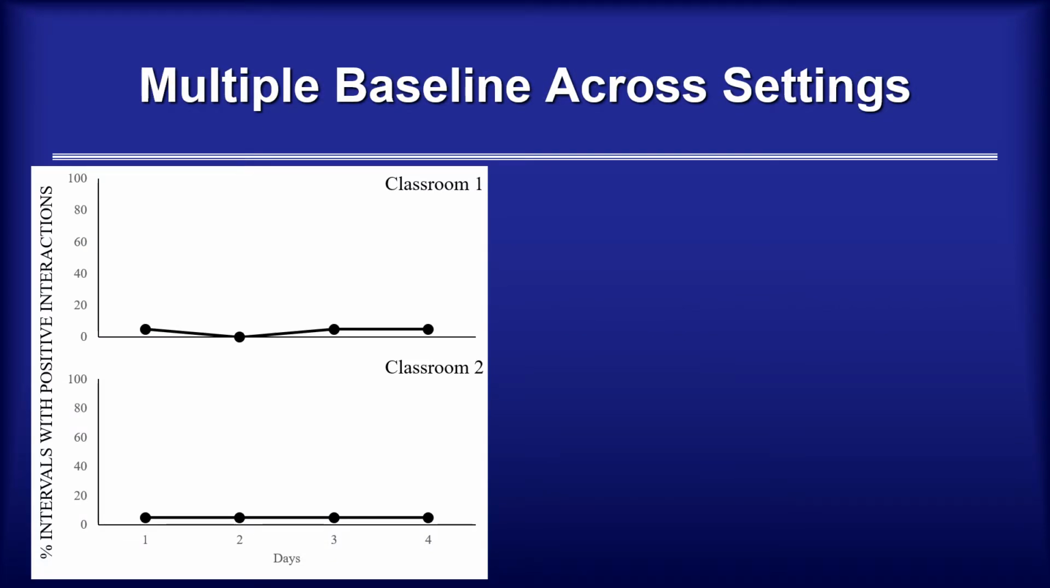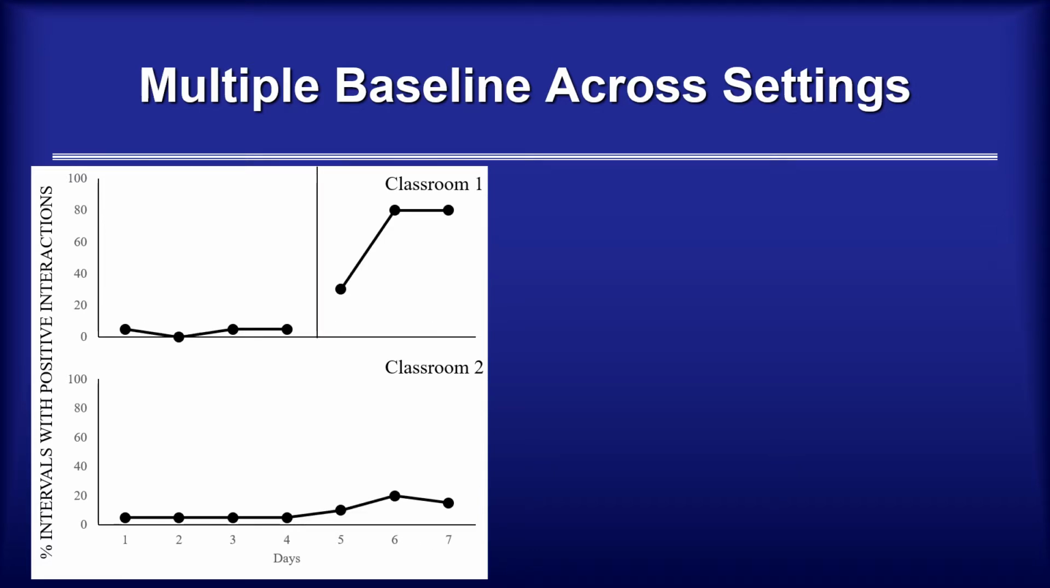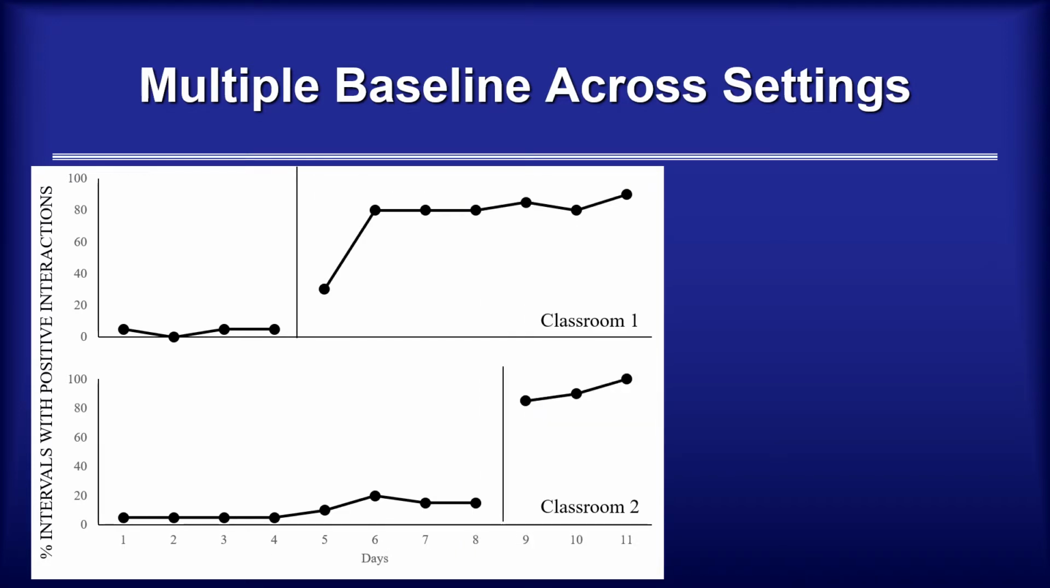First, collect baseline data on the percentage of intervals with positive interactions in the classroom. After stable baseline levels are obtained, implement the intervention, the independent variable, in Classroom 1, but continue with baseline in Classroom 2. When steady-state responding is observed in Classroom 1 and Classroom 2, then the same intervention can be implemented in Classroom 2.